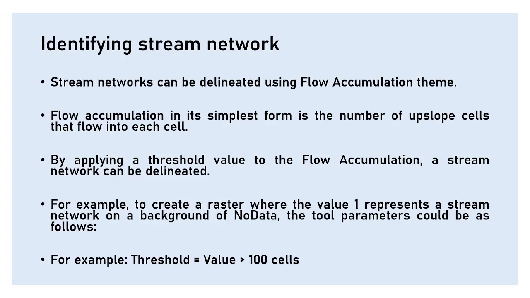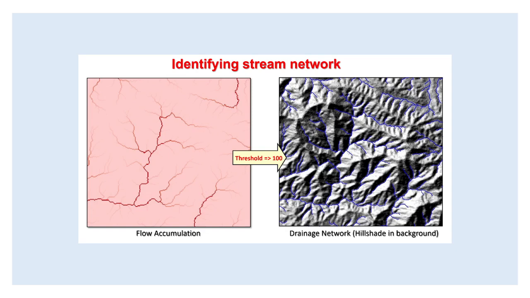For example, threshold is equal to a value greater than 100 cells. You're giving a threshold value, and threshold value means a limit kind of thing. In this case, this is how the flow accumulation is shown here, and the threshold is given as greater than 100 cells, right? Yeah.